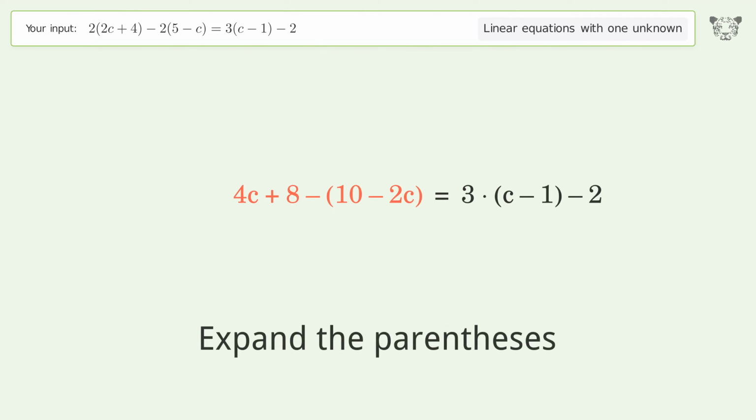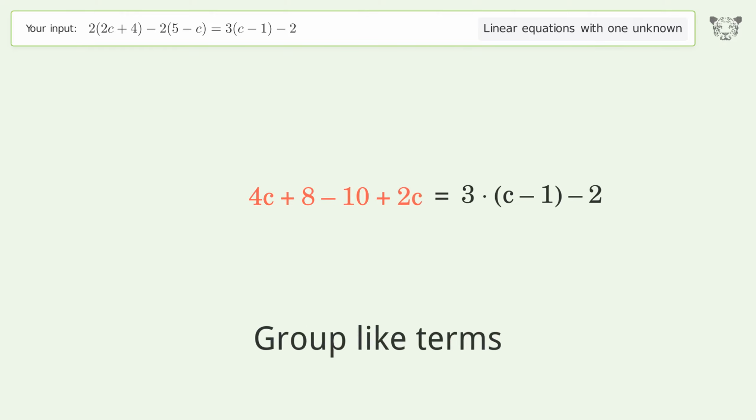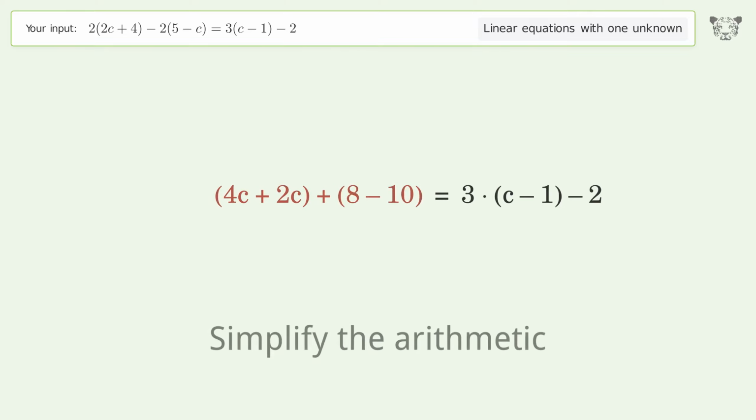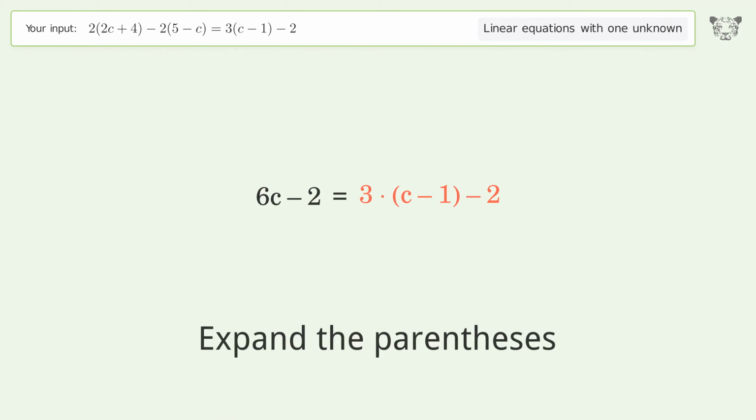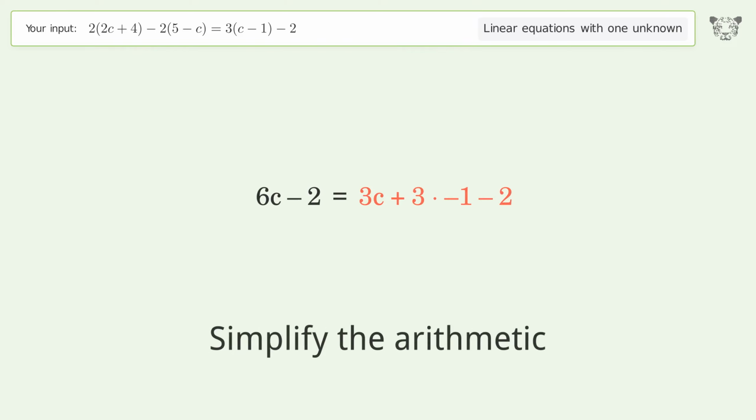Expand the parentheses. Group like terms. Simplify the arithmetic. Expand the parentheses. Simplify the arithmetic.